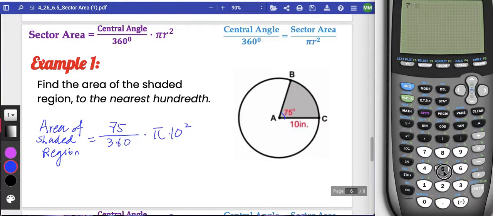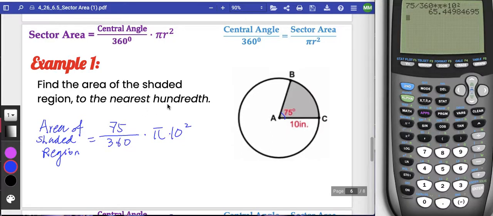So I'm going to type everything together: 75 divided by 360 times pi. I just look for this pi, which is second, this arrow. You can see the pi on the screen. Times 10 squared. Check everything to make sure you have the equation typed correctly, then press enter. So as you can see, the answer is 65.4498.